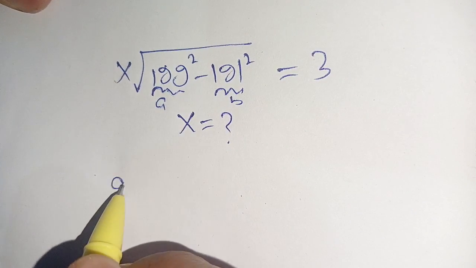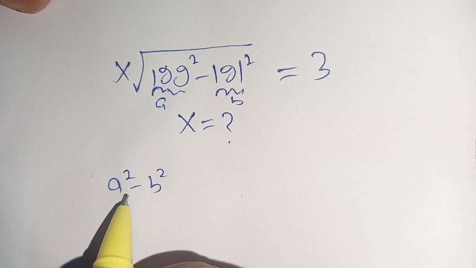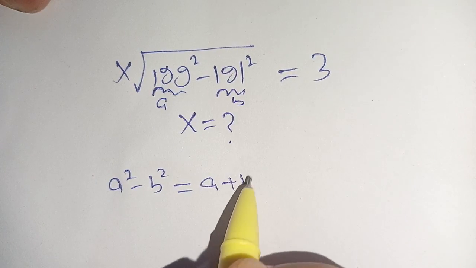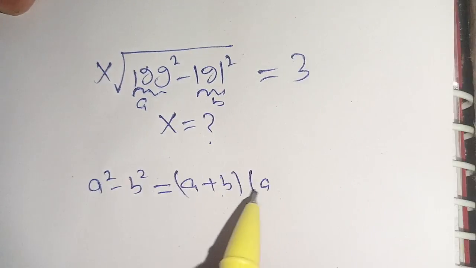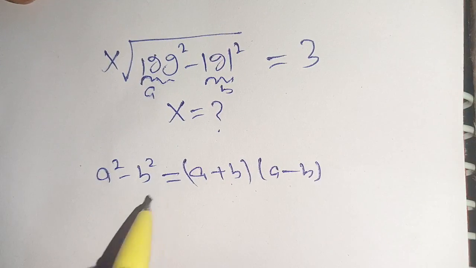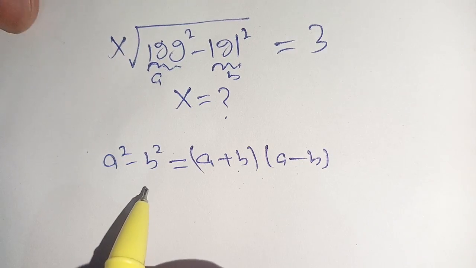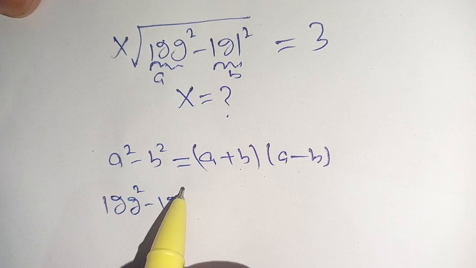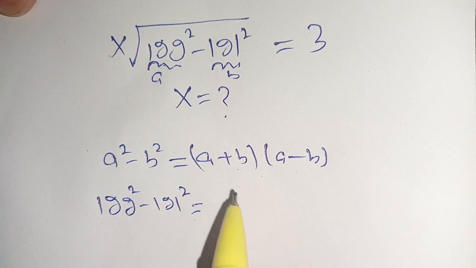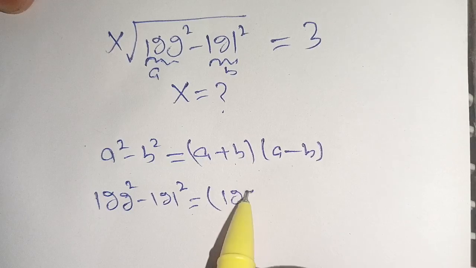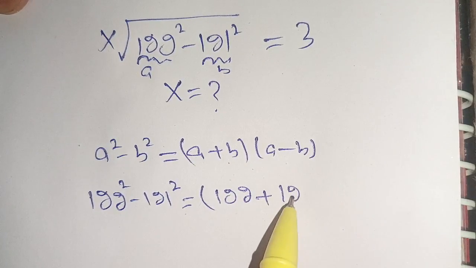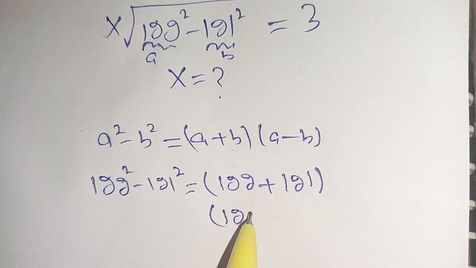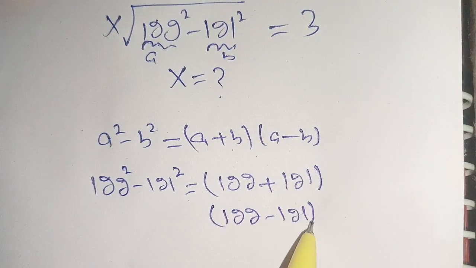And it is in the form of a squared minus b squared. And we know that a squared minus b squared is equal to (a plus b) times (a minus b). Now, on substituting the values of a and b, we get 122 squared minus 121 squared is equal to (a plus b), meaning 122 plus 121, times (a minus b), meaning 122 minus 121.